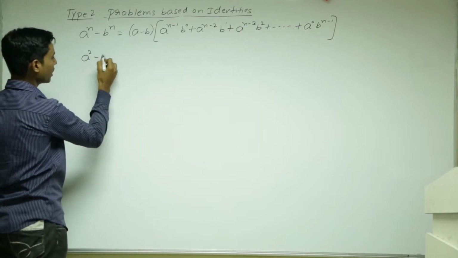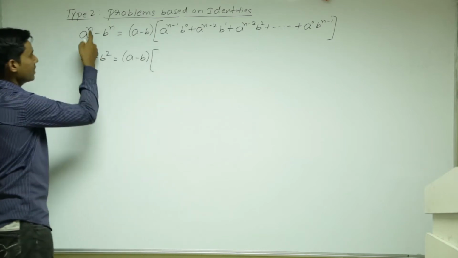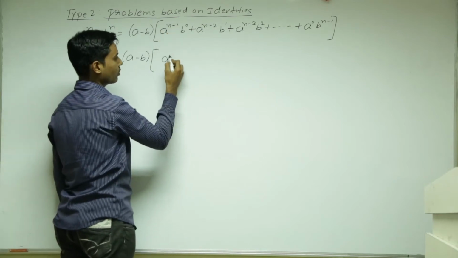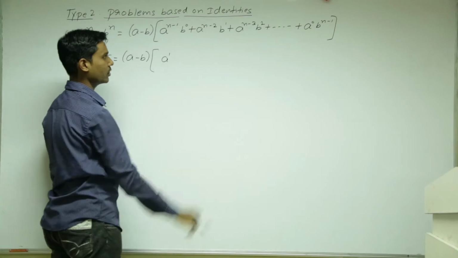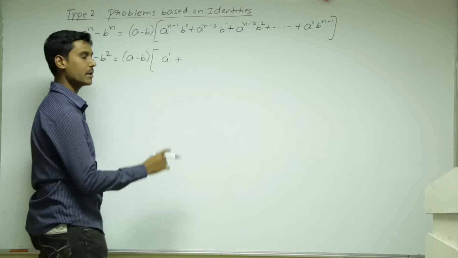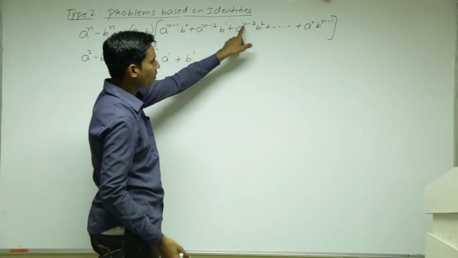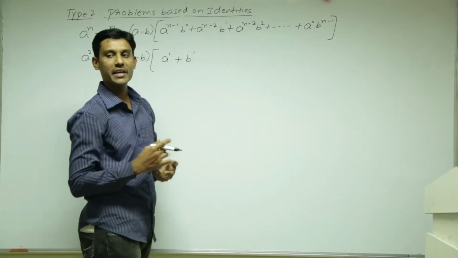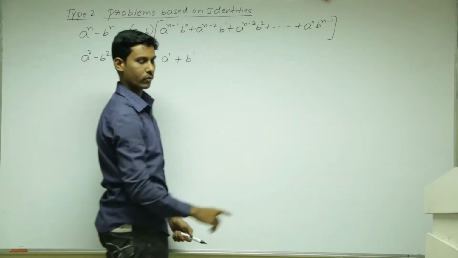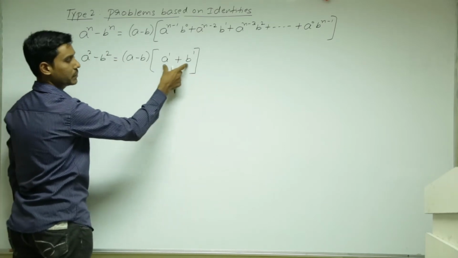Suppose you want to find a square minus b square. a square minus b square is (a - b) into... the n value is 2 now, right? Substitute here. a power 2 minus 1 is a power 1, b power 0 is 1, plus a power 2 minus 2 is a power 0, that is 1, into b power 1 is b power 1. Next, a power 2 minus 3 is a power minus 1. Whenever you get a negative power, from that part onwards, ignore it. That means a square minus b square is nothing but (a - b) into (a + b).